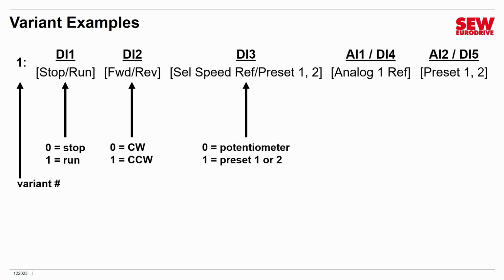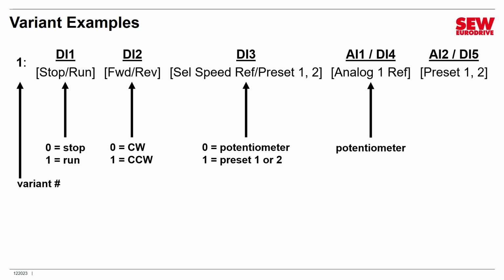With digital input 3, if you put a 0 in there, it will use a potentiometer to control the speed, so you'll have a smooth speed control. But if you put a 1 in there, it will select one of 2 preset speeds. I'll tell you how you select between the 2 speeds in just a second, although you probably can guess.